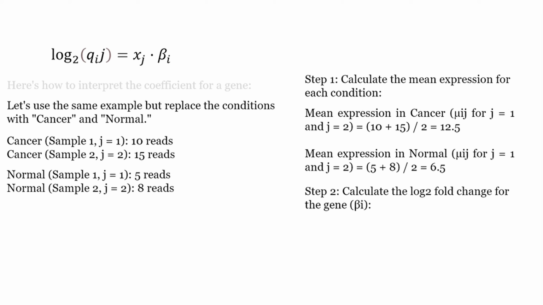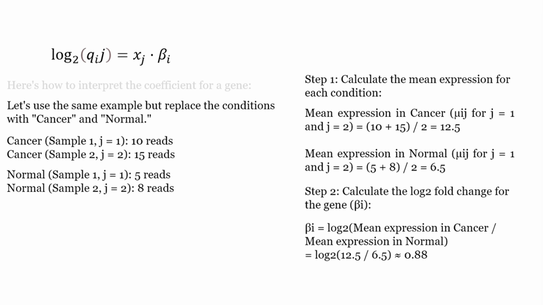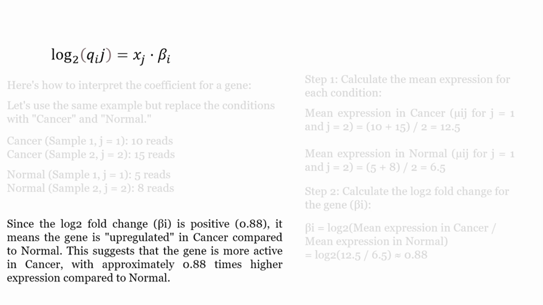Step 2, calculate the log2 fold change for the gene, beta I. Beta I equals log2 of the mean expression in cancer over the mean expression in normal, which is log2 of 12.5 over 6.5, which is approximately 0.88. Since the log2 fold change beta I is positive 0.88, it means the gene is upregulated in cancer compared to normal. This suggests that the gene is more active in cancer, with approximately 0.88 higher expression compared to normal.